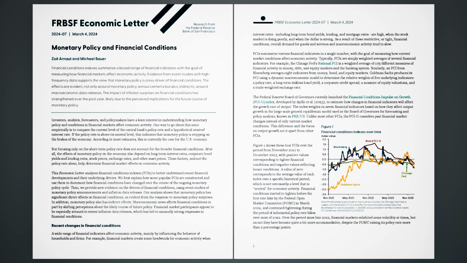We first explain how some popular FCIs are constructed and use them to document how financial conditions have changed over the course of the ongoing monetary policy cycle. Then, we provide new evidence on the drivers of financial conditions, using event studies of monetary policy announcements and inflation data releases. Our analysis shows that monetary policy has significant direct effects on financial conditions, as evident from the response to monetary policy surprises. In addition, monetary policy also has indirect effects.